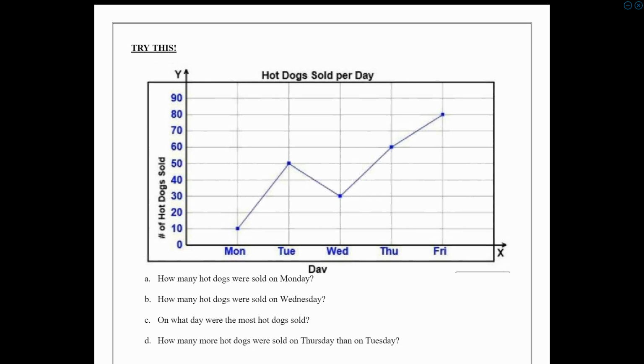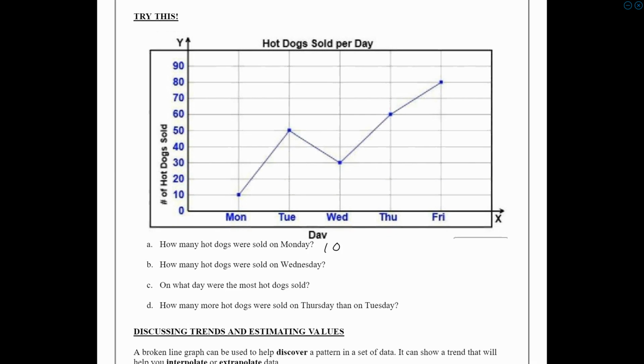so looking at this, how many hot dogs are sold Monday? 7. Nice. These ones that are right on the line are kind of nice, saying we don't have to do too much interpreting between. So on Monday, there were 10 sold. How many hot dogs were sold on Wednesday? Nice. 30. Which day was the most? Friday. Oh man, crushing this.